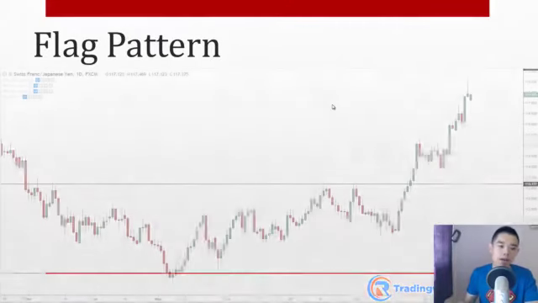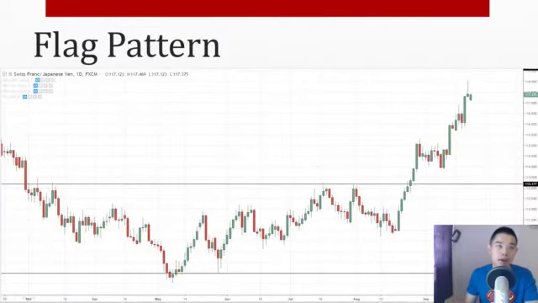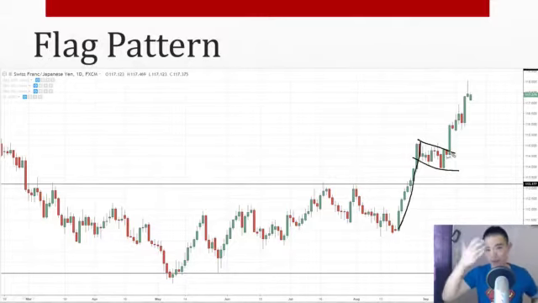The next pattern is what I call the flag pattern, another useful pattern to know as a trend continuation trade. So a flag pattern is pretty much this one over here. Price breaks out higher, then you have this pullback. Okay, so the flag pattern is pretty much this portion over here where it looks somewhat like a flag, right?